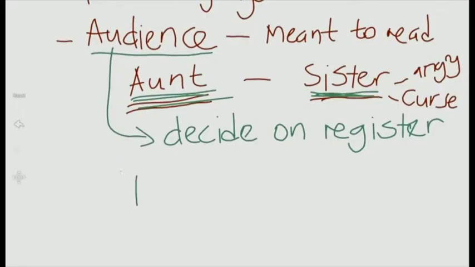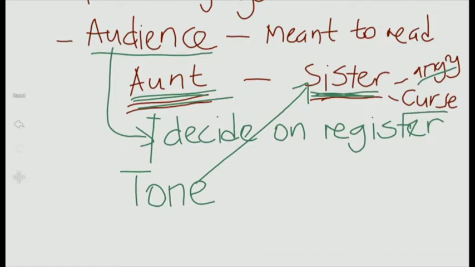There's a certain tone that you can use, which is one important thing that we're going to talk about. There's a certain tone that you can use when you speak to your aunt, which will be different from the tone that you can use when speaking to your sister, or writing, in this case, to your sister. Like we said, you can get angry, you can curse in front of your sister, but you cannot do the same in front of your aunt.